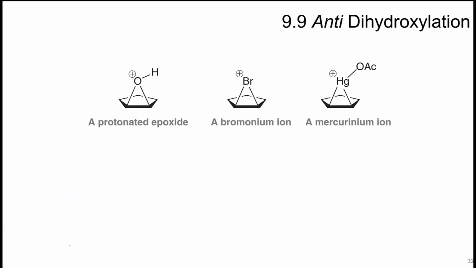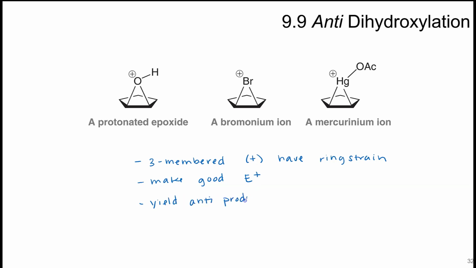One thing that we've seen in common is these three-membered positive rings. There's lots of ring strain here. So they're good electrophiles, and they yield anti-products. The anti-products are due to the nucleophile attacking from the opposite side of the leaving group. So this is considered the leaving group. This is the leaving group and the leaving group here.